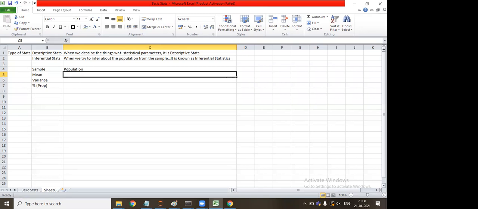So that's the beauty of hypothesis testing, that you will try to infer. So please keep my words with you. Try to infer the population with the help of the sample when you have only the sample available and the population is not available.